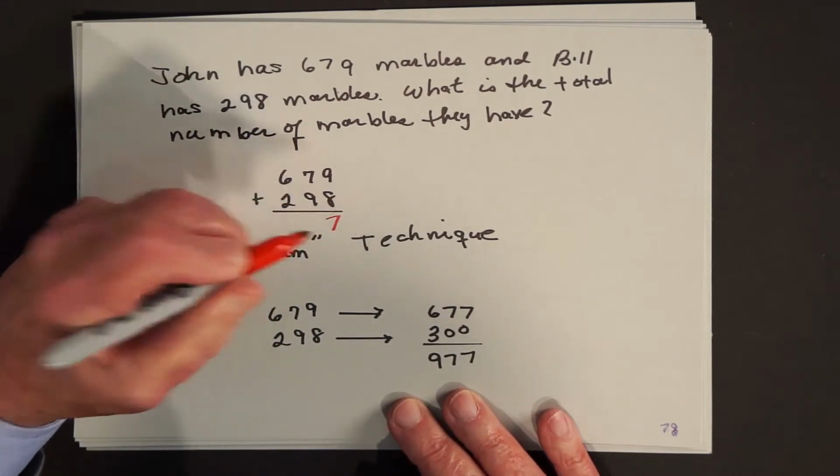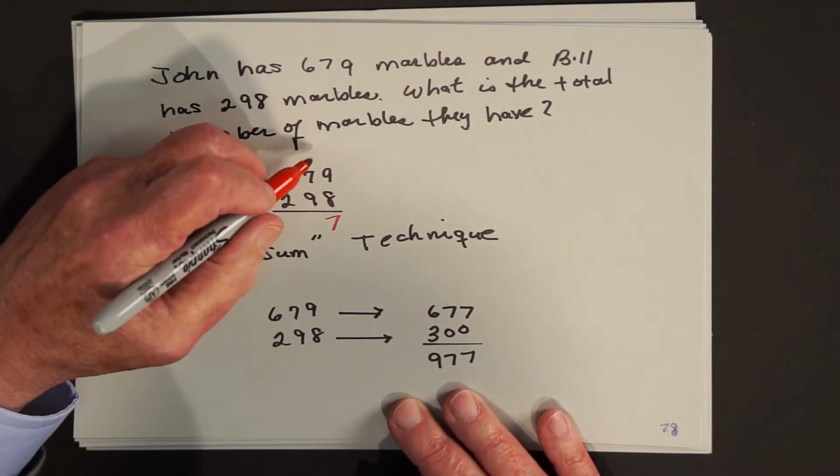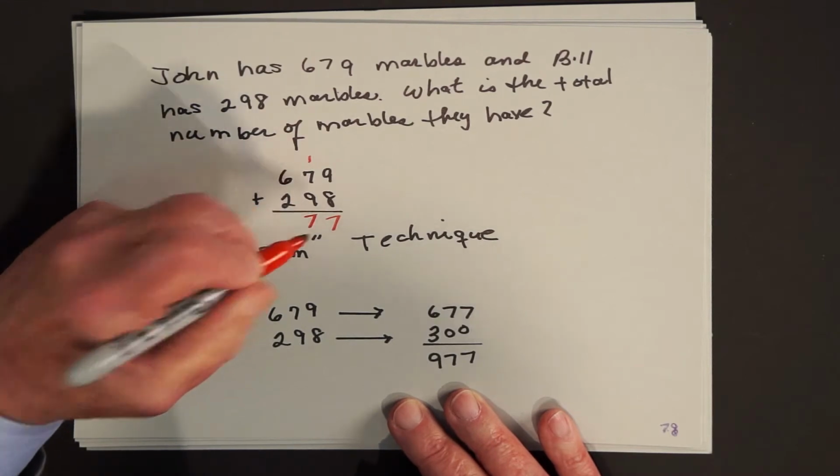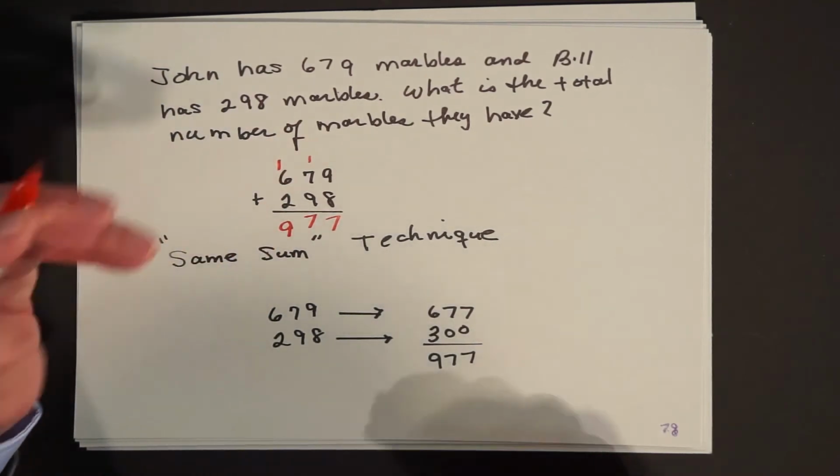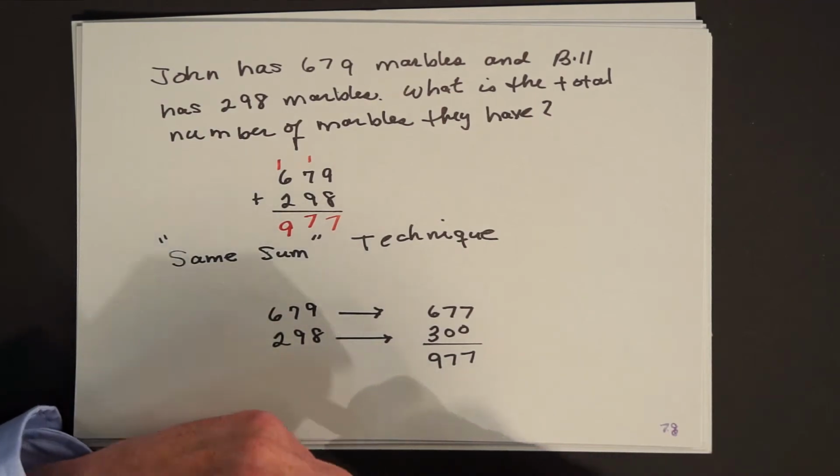9 and 8 is 17, 9 and 7 is 16, and the one I carried is 17. 2 and 6 is 8, and the one I carried is 9. And so the answer is 977. Again, notice the beauty here. You had to know what you had to do, and then the calculator could do it for you.